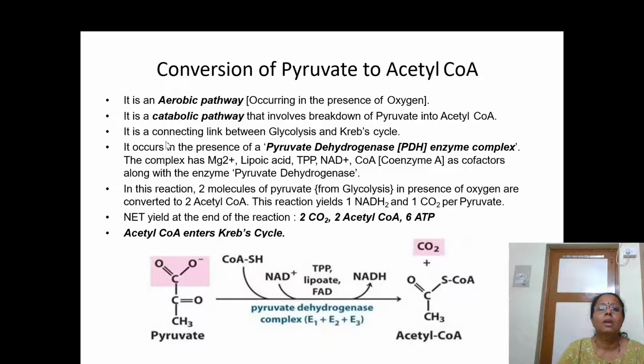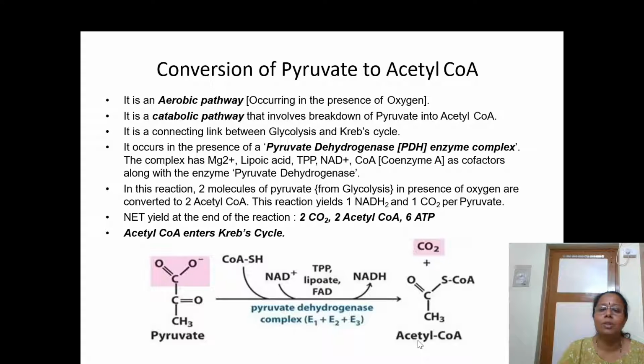Okay. And why this reaction is important here is this pyruvate which is obtained from glycolysis, the reaction should continue, isn't it? So when pyruvate is converted into acetyl CoA, this acetyl CoA enters into Krebs cycle or TCA cycle. So this conversion of pyruvate to acetyl CoA is a link between glycolysis and Krebs cycle. Okay. Now, how does this take place?